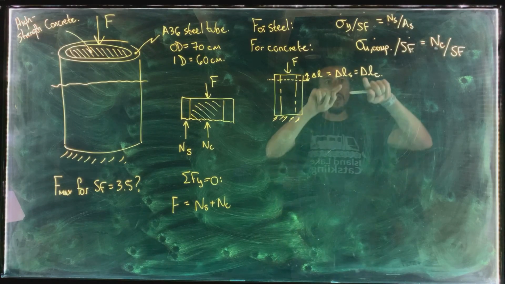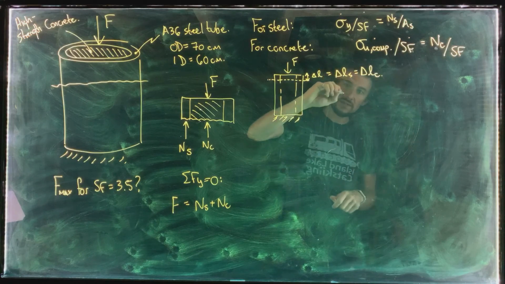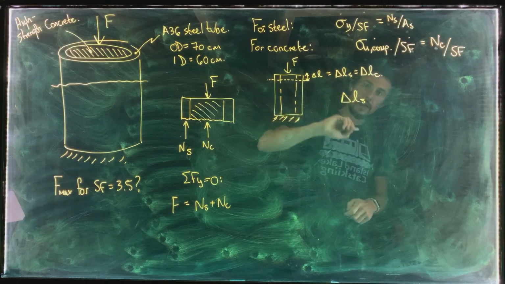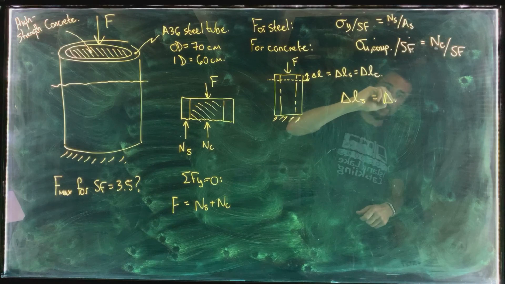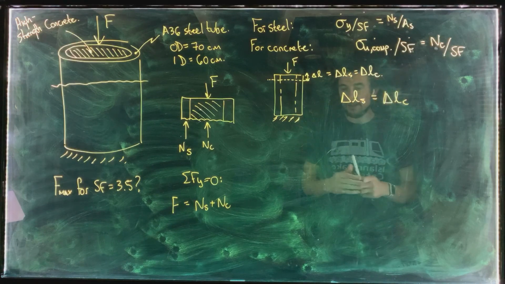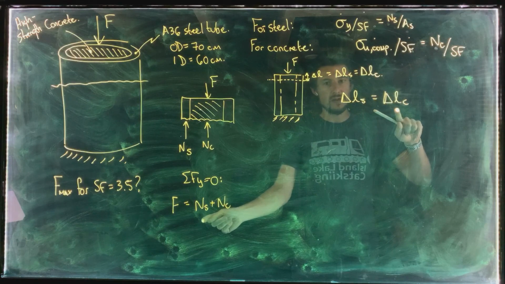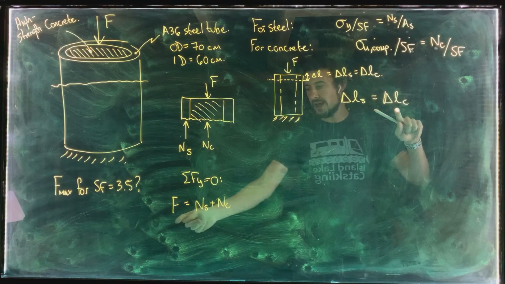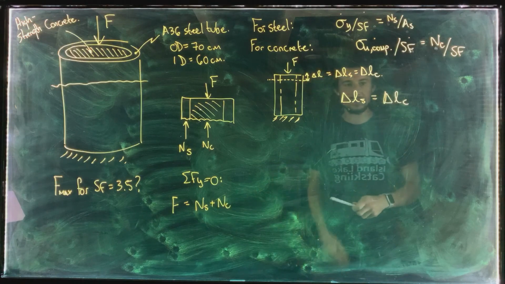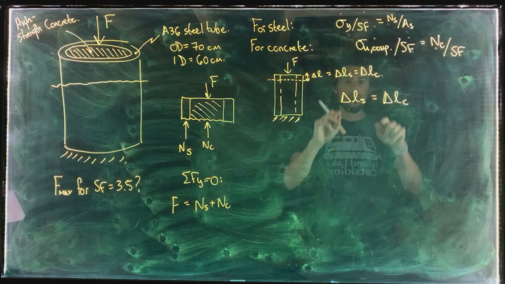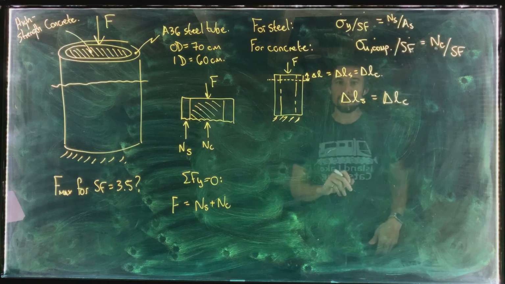of the concrete. And we can use this fact that delta LS equals delta LC to develop a second equation that we can then solve simultaneously with this equation and figure out what proportion of F goes into NS and NC. Okay? So let's do that. Let's expand this out here.